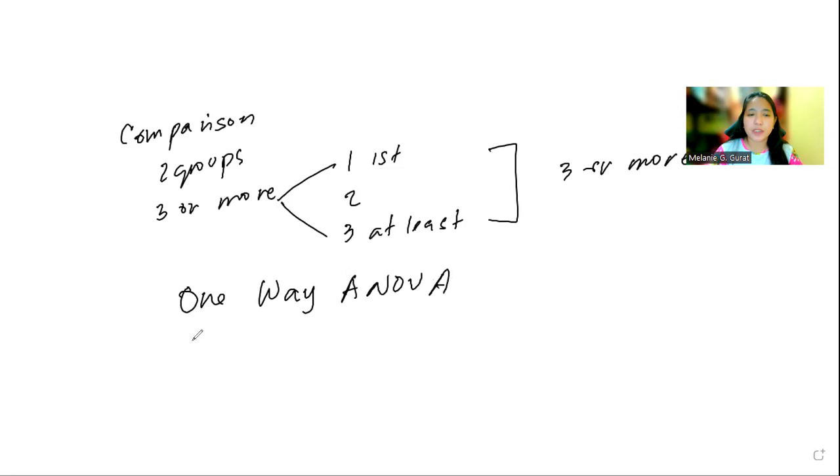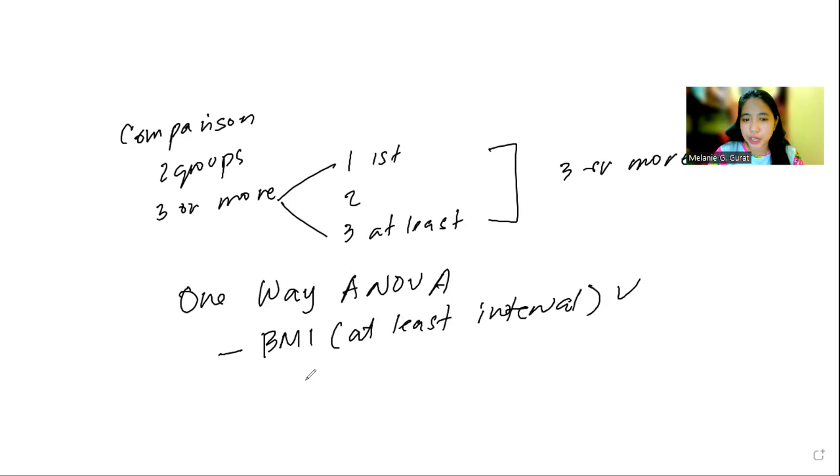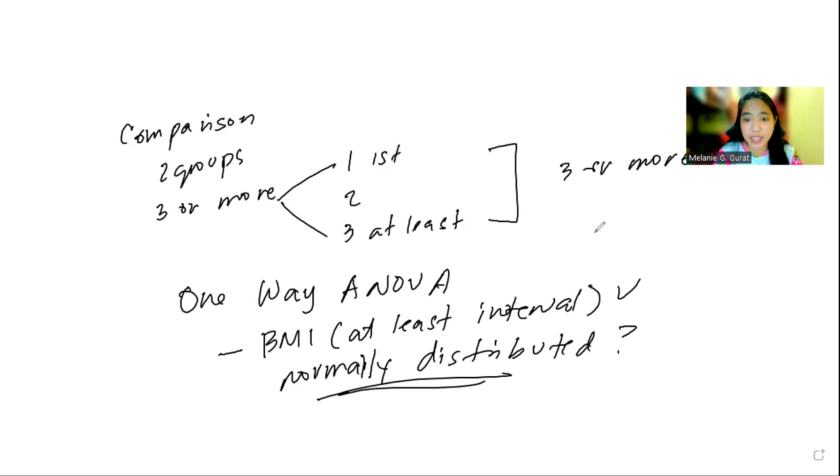ANOVA. But if we will be using one-way ANOVA, even if of course our BMI data is already at least interval, we still need to check if our data is normally distributed. So our next objective is to check if our data is normally distributed before we decide on the appropriate test, and before we can be assured that our test is one-way ANOVA.